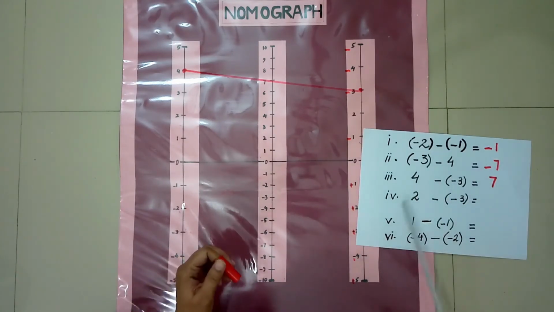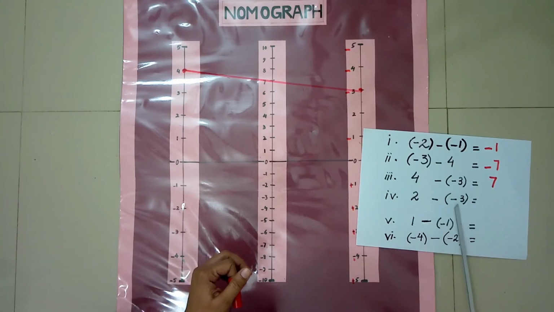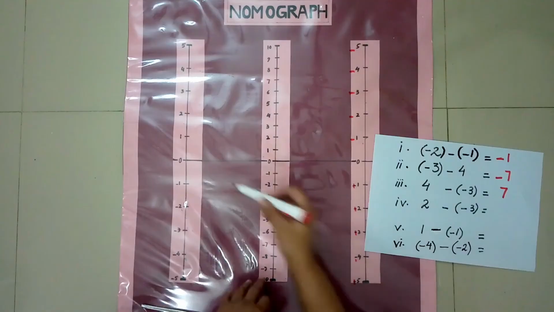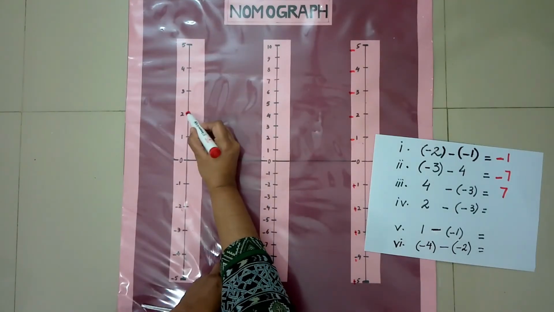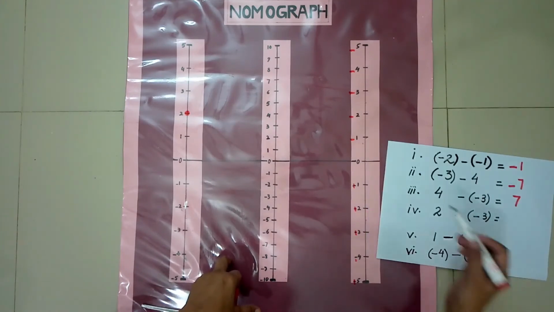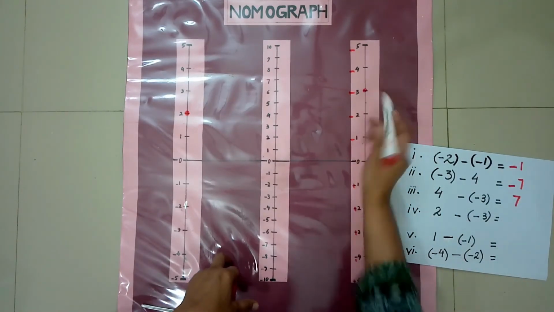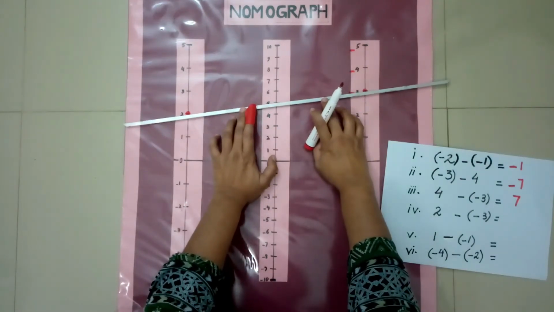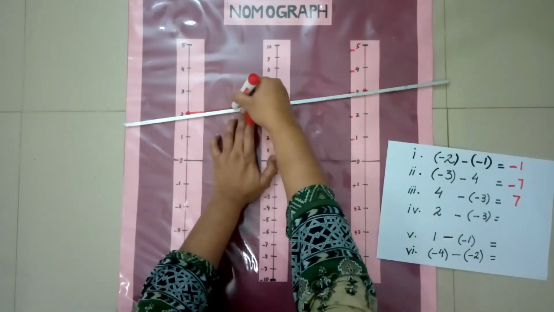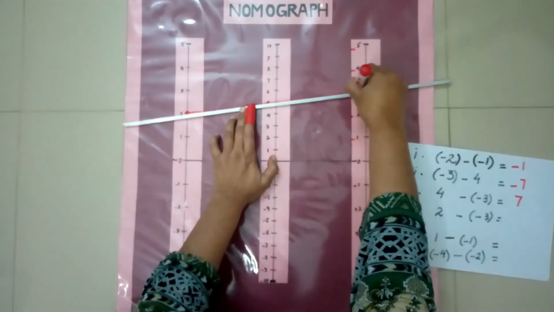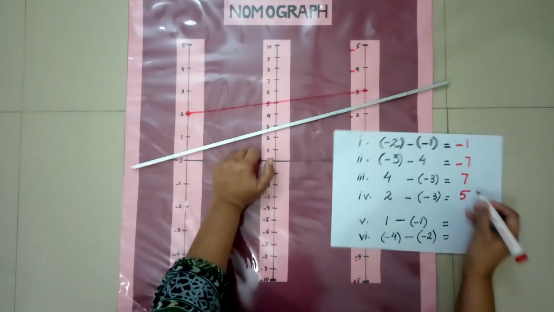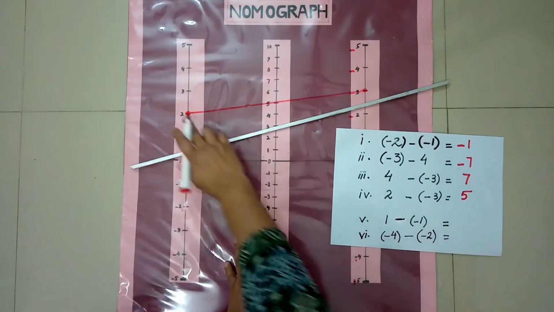Now this is 2 minus -3. Operation is subtraction. So 2 would be, first I will rub it. 2 is here and -3. Where is -3? -3 is here. I will join these 2 points and wherever it will intersect the middle line, that would be your answer. So 5 would be your answer. Got it?